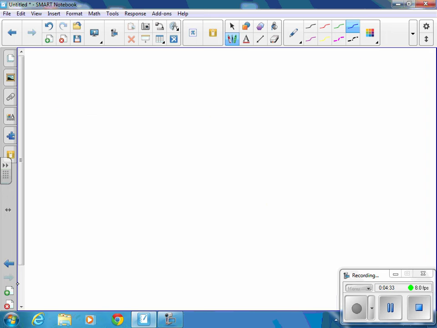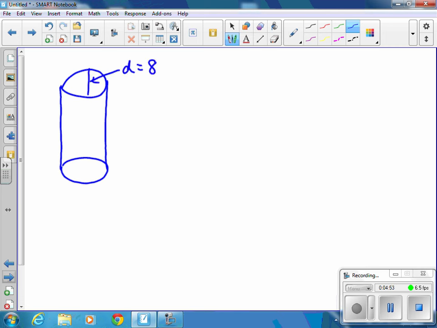Okay, let's look at a cylinder. Now a cylinder is still kind of a prism, even though it's got the curved sides and all. We're going to make a circle at the top and 2 straight lines, and then a circle at the bottom. Actually more of an oval, I guess I'd say. Now let's say that on this one we have a diameter, this is D, equal to 8 centimeters.